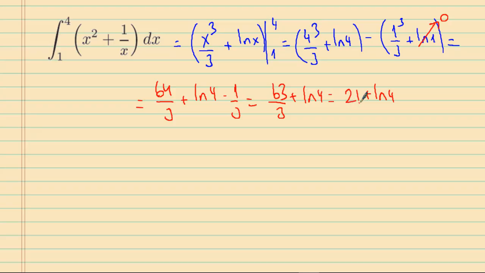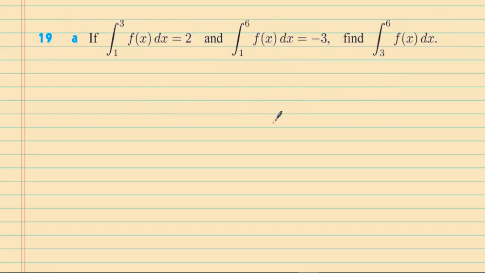Shortly we can write it like this, but you can combine them if you convert 21 to ln, so it's up to you. One more problem with respect to properties. So what do we have? If the function between 1 and 3 equals 2 and between 1 and 6 equals minus 3, what's equal to between 3 and 6? So it's about the separation.